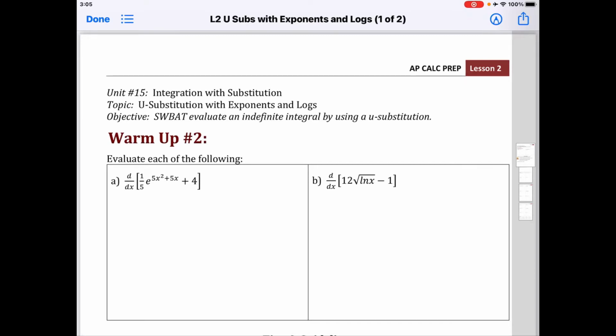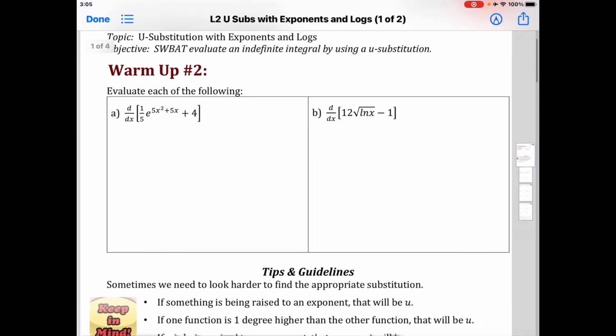Before we get into that part, I want you to be very comfortable with the derivatives. So for the warm-up, you have to find the derivatives of those two expressions. So let's start with part A. The derivative of e^x is just e^x.